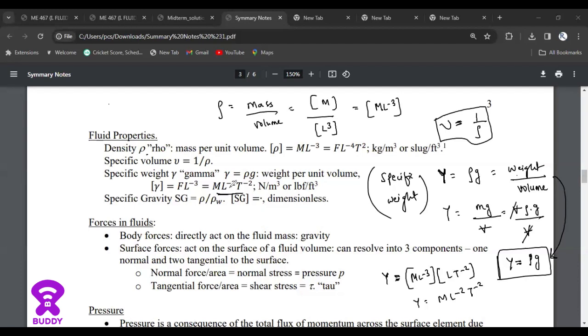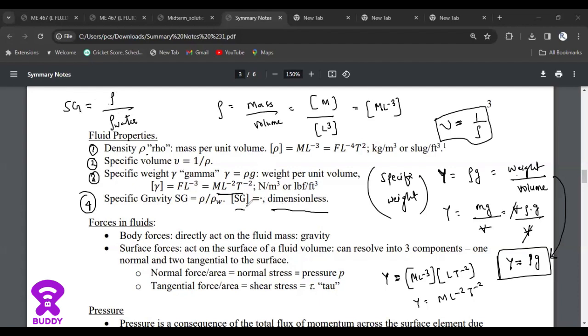What is next? Specific gravity. So four terms are there. First is the density, second is the specific volume, third is the specific weight, and fourth is the specific gravity. What is specific gravity? The density of any object to the density of water. Then what should be the dimensions? No dimension, because the density is M L minus 3, and the density of water is again M L minus 3. They cancel each other, so specific gravity is called a dimensionless quantity.